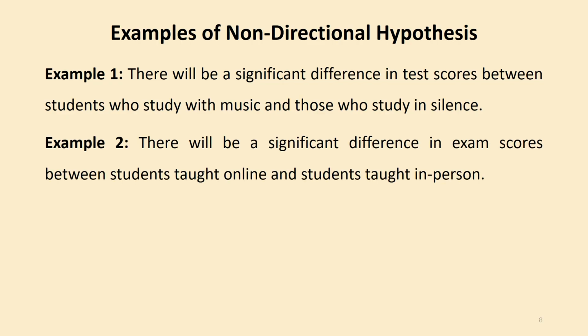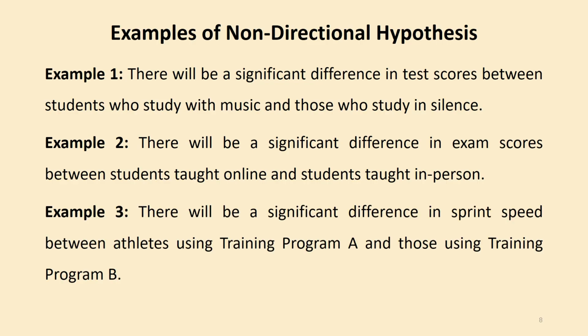Example number 2. There will be a significant difference in exam scores between a student taught online and a student taught in person. Again, you can see the effect is there, but what kind of effect, whether positive, negative, high, low, is not clear. Since the effect direction is not clear, this kind of hypothesis is called non-directional hypothesis or two-tailed hypothesis.